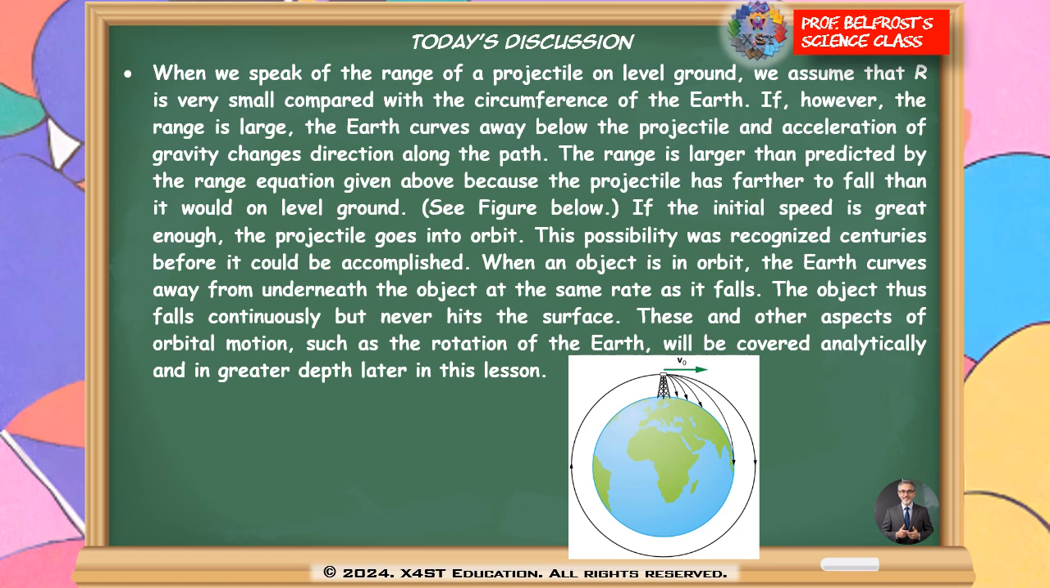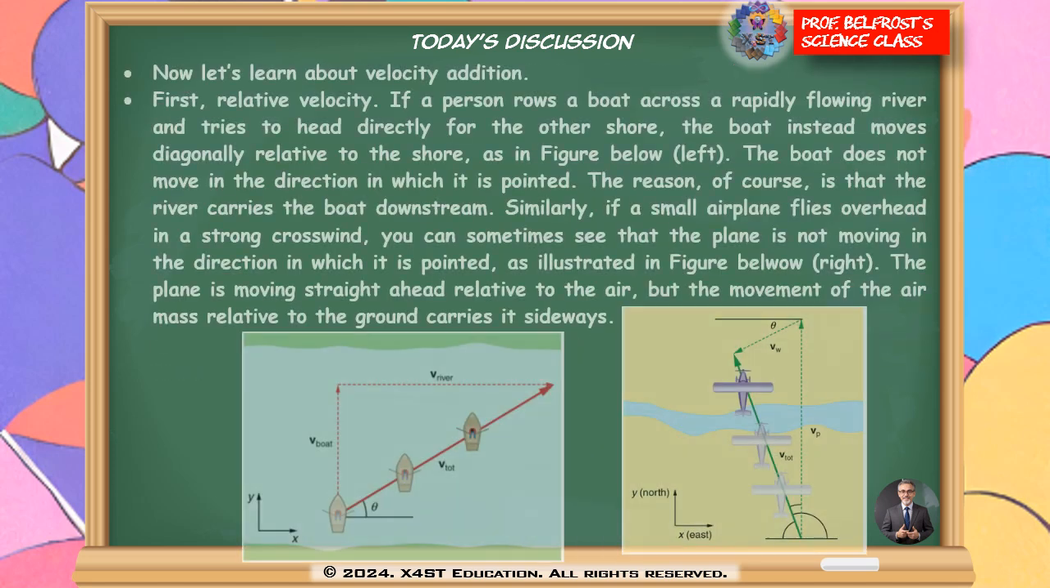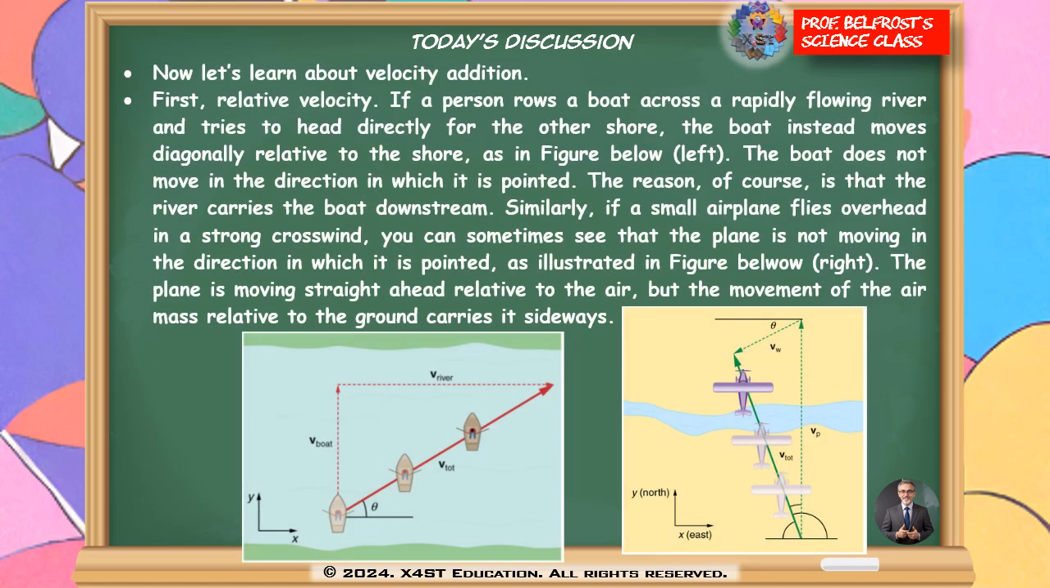Okay, so when an object is in orbit, the Earth curves away from underneath the object at the same rate as it falls, and the object thus falls continuously but never hits the surface. This and other aspects of orbital motion will be covered in greater depth later in another chapter. Okay. Now let's focus on velocity addition.